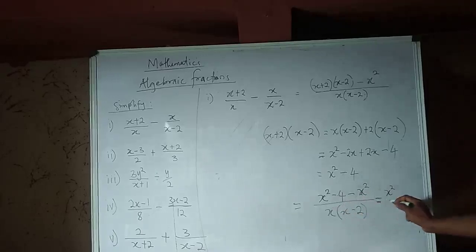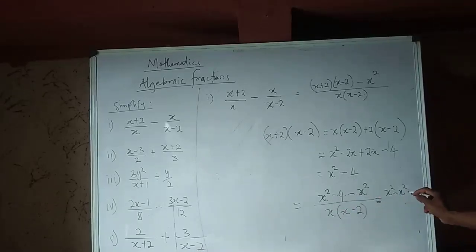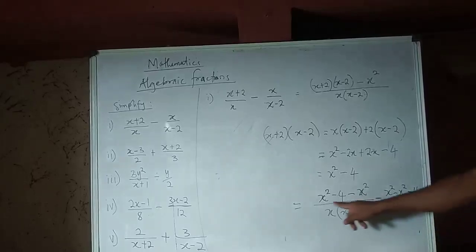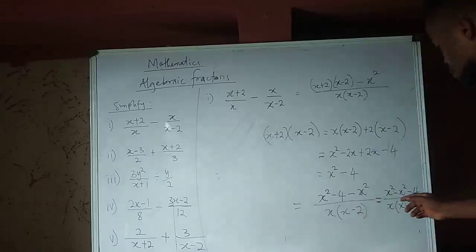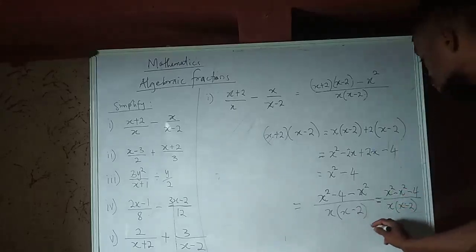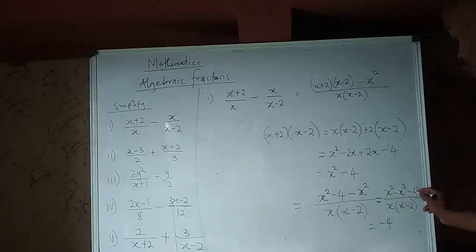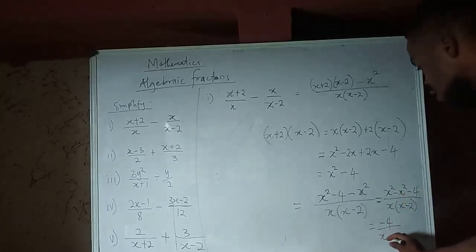I'm going to collect the like terms. x squared minus x squared, then minus 4 all over x into x minus 2. Do you see what I did? I had to take this one close to this one. So x squared minus x squared is actually going to be 0, right? So I'll be left with minus 4 all over x into x minus 2.